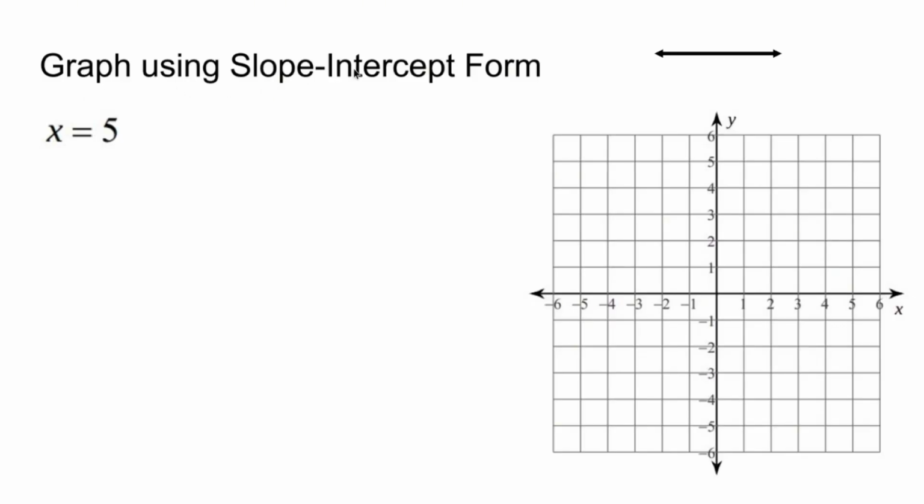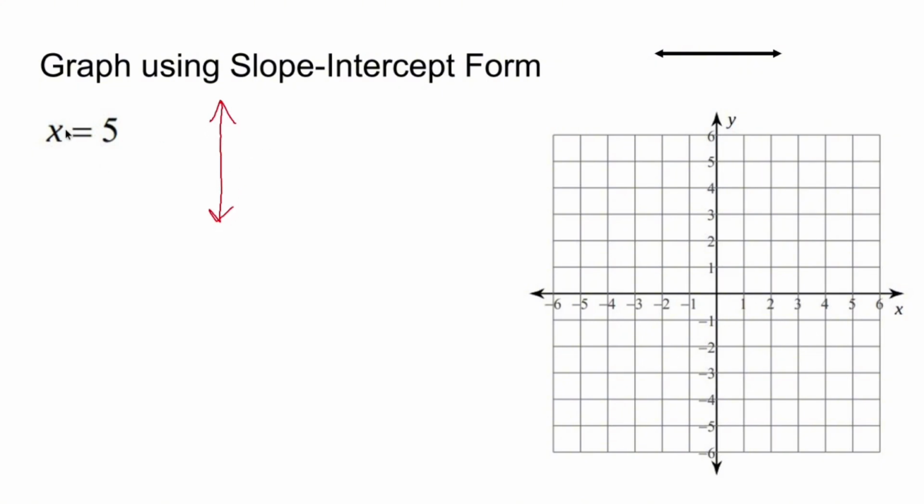Graph using slope-intercept form. Well, this is one of those rare cases where slope-intercept form isn't going to help you because this is a special case. This is x equals 5. Whenever you're given x equals a number and nothing else, no y's, it's going to be a vertical line.